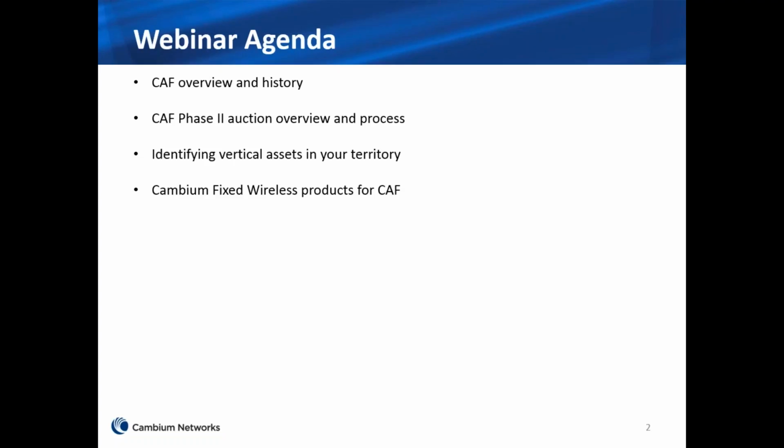Today we're going to provide some history on the CAF Phase 2 fund, the current status as best we know it, and the overview of the bid process, once again, as best we know it today. There's still some things up in the air that Ted's going to talk about. For those new to wireless, we'll introduce a resource for finding and acquiring vertical assets in your areas to help you build out a wireless network. And of course, we'll discuss Cambium products and how and where they can be used to develop a winning bid. All right, next, Colin.